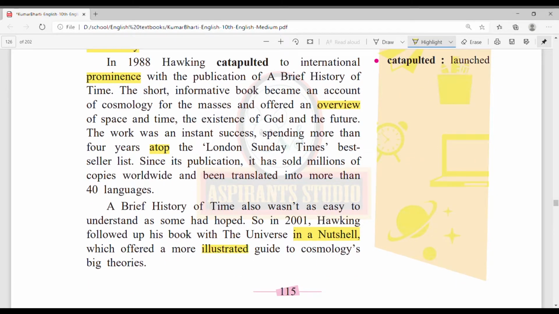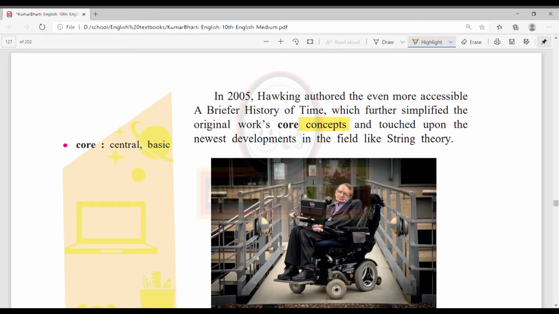In 1988, he published A Brief History of Time. This book became an account of cosmology for many people. It was sold worldwide and translated into more than 40 languages. In 2001, he published a book, The Universe in a Nutshell. Hawking's book further simplified the central concepts and helped for the development of string theory.